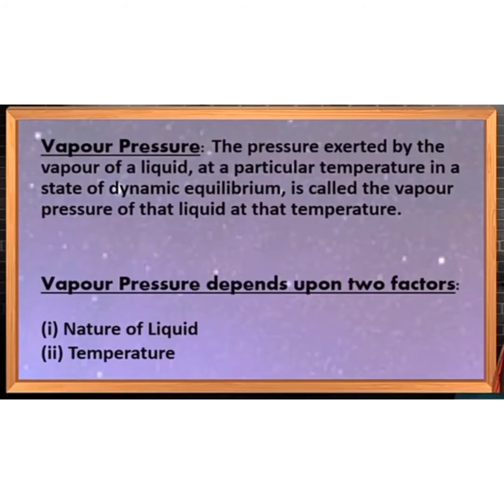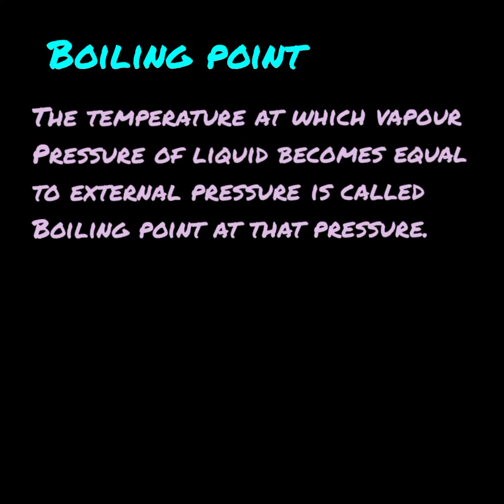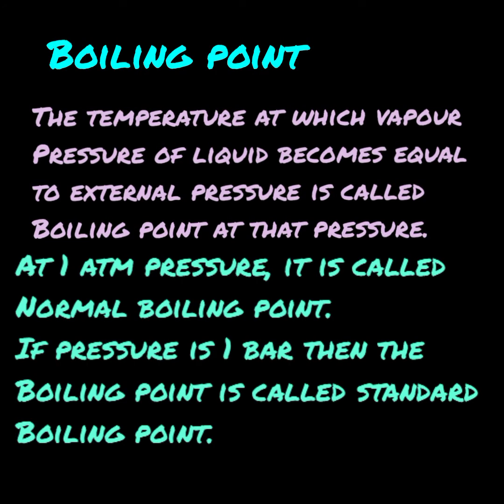Vapor pressure. The pressure exerted by the vapors on the surface of the liquid is known as vapor pressure at that temperature. Vapor pressure depends upon two factors, the nature of the liquid and temperature. The temperature at which the vapor pressure of the liquid becomes equal to external pressure is called the boiling point at that pressure. At 1 atmospheric pressure, it is called the normal boiling point, and if the pressure is 1 bar, then it is called the standard boiling point.